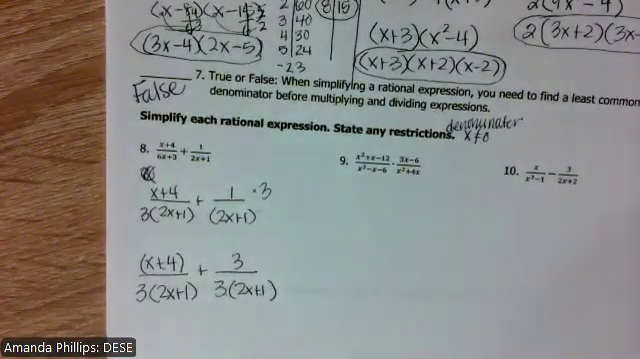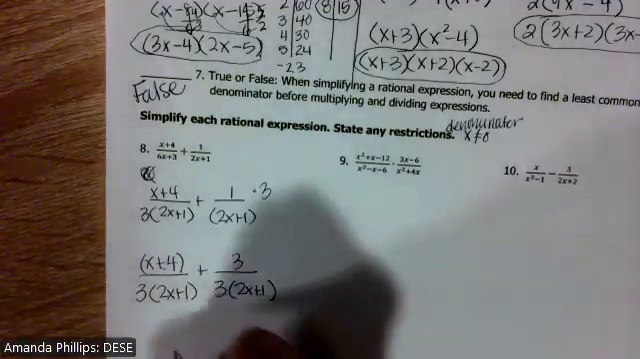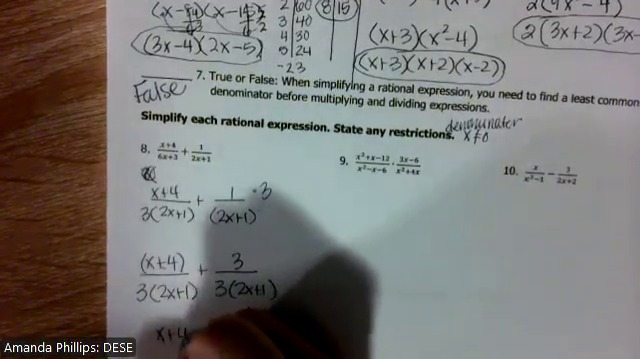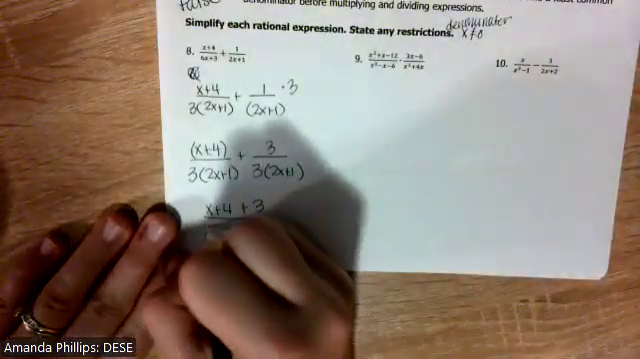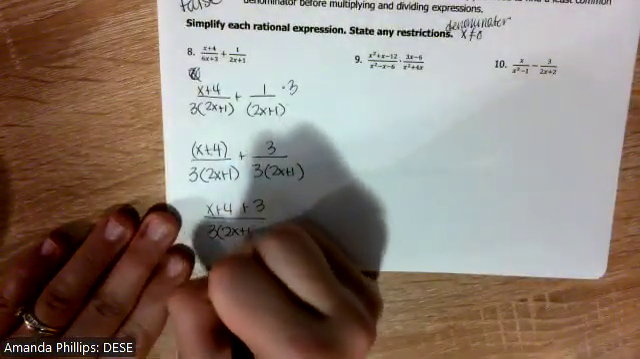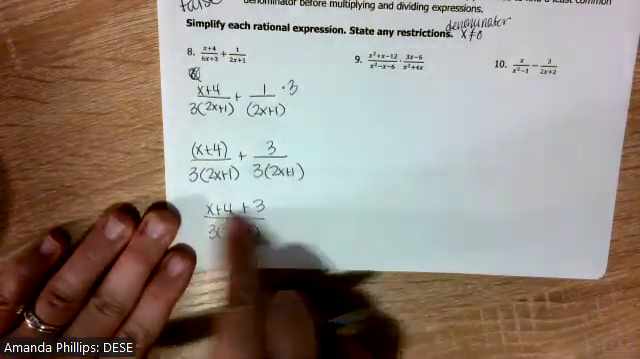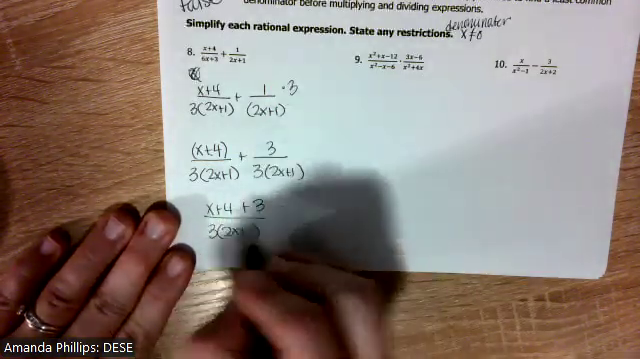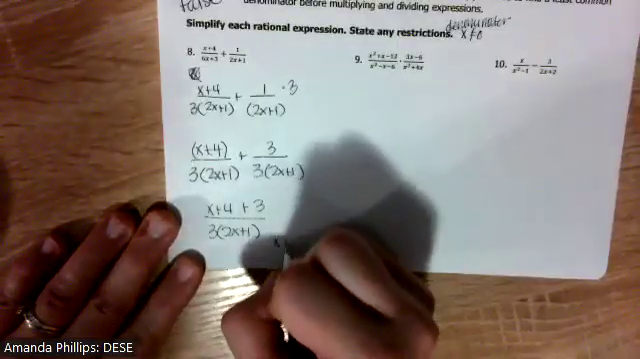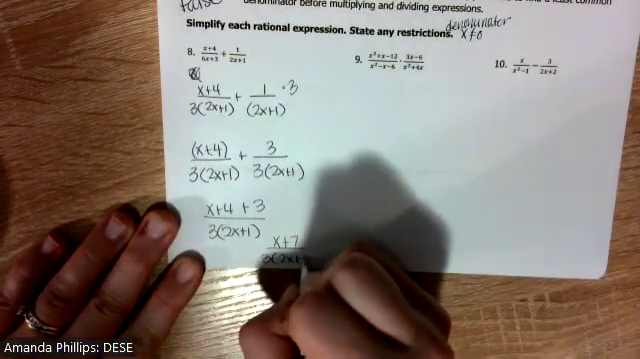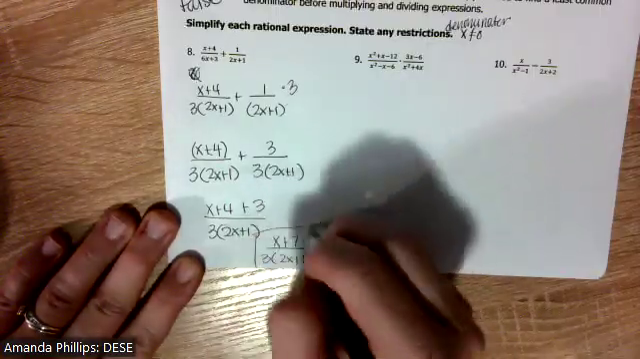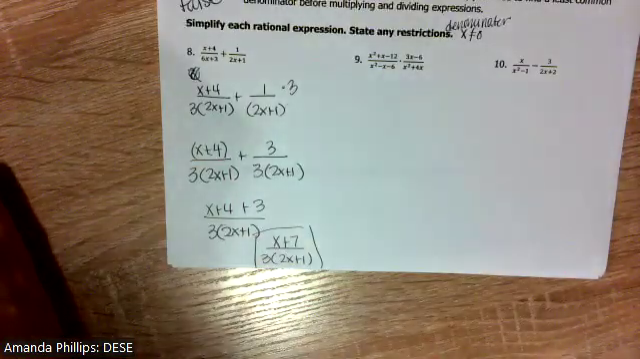Okay, so we have x plus 4 plus 3 over 3 times 2x plus 1. And we can simplify this a little bit. We can put our like terms together. 4 plus 3 is 7. So I have x plus 7 over 3 times 2x plus 1. And that's our final answer.